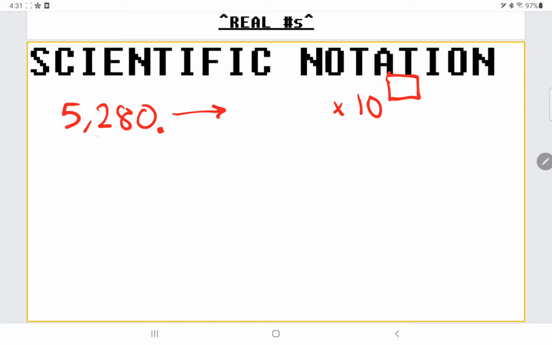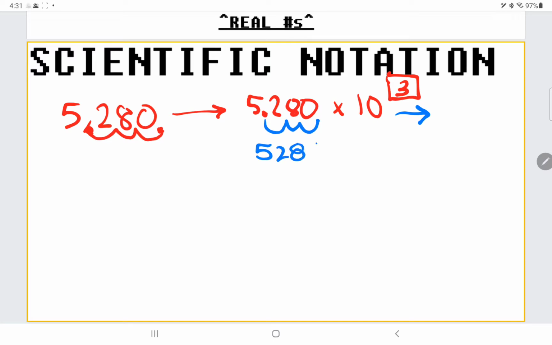So basically, you could take the first number and put the decimal behind it on every single thing that you're doing. 1, 2, 3. That turns into 5.280, and I moved it 3 times. A positive exponent will tell you to move in that direction. And that's exactly what you would do with this 3. You'd move it 1, 2, 3, then you're back to 5,280.